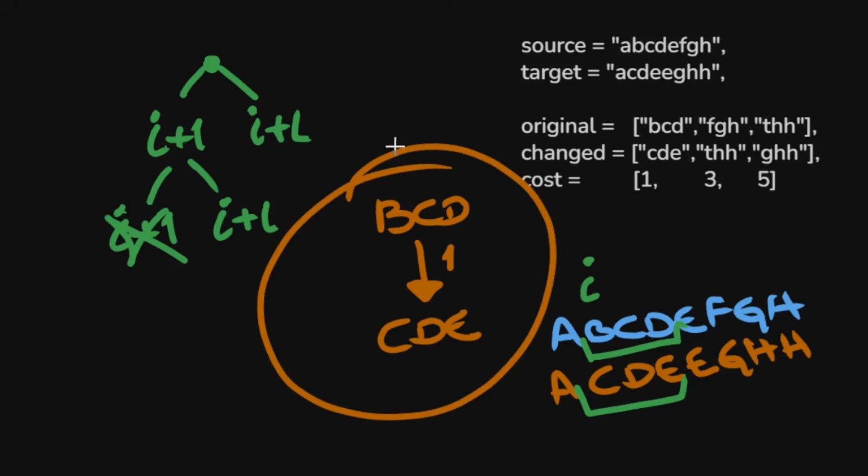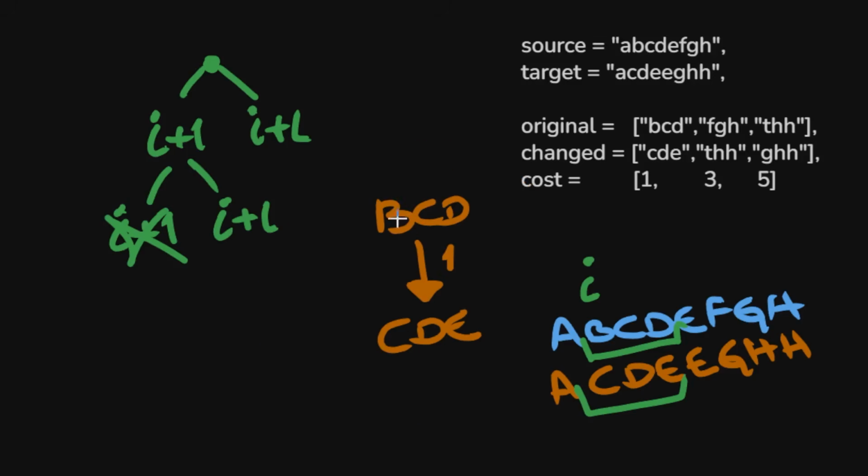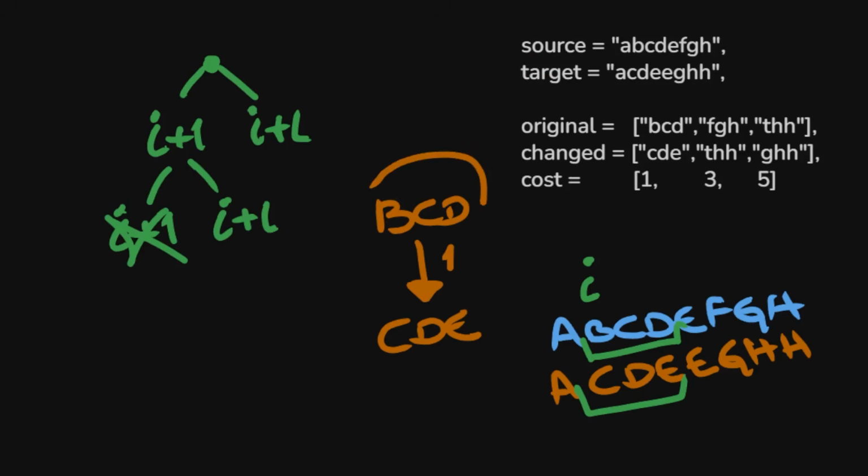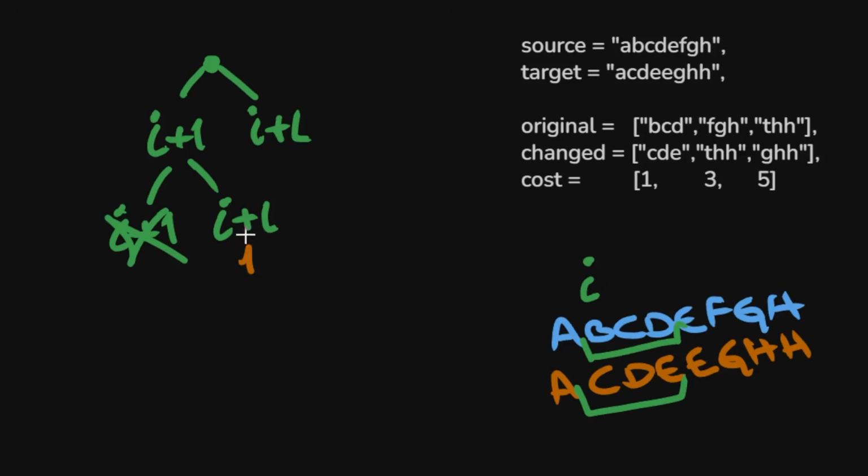Here we have a directed graph, and this means that we can find the shortest path with Dijkstra. And once again, if you don't know how this works, I highly recommend you to go and watch part 1 because there I explain how this works in detail. So after running Dijkstra with this source and this destination, we get a result of 1. And now the I pointer is at I plus the length of the selected change. We were at index 1 and now we are at 1 plus 3, meaning 4.